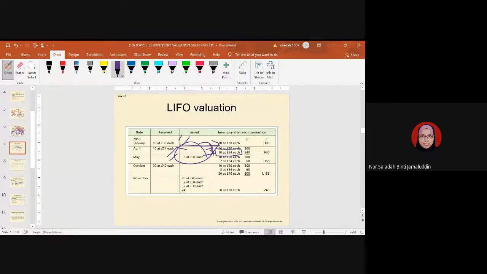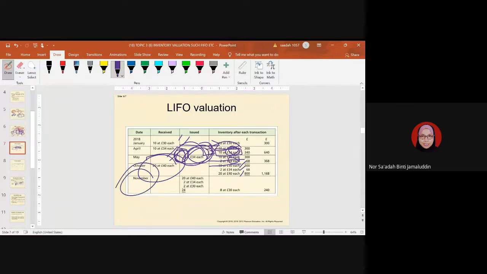Beza keluar dulu ni dekat cost dia. So 10 keluar 8. Tadi pun keluar 8. Tapi tadi 30 sebab dia first in, first out. Sekarang last in, first out. Keluar pada 34 dulu. So bawa turun baki Januari, baki April tinggal 2 pada harga 34. And then masuk balik 20 masuk lagi kan. Bawa turun Januari, bawa turun April, bawa turun Oktober.